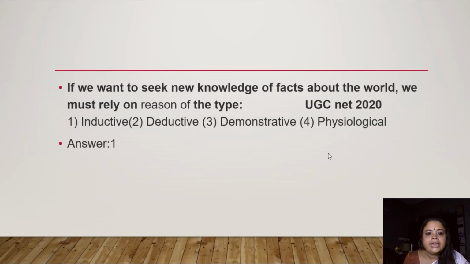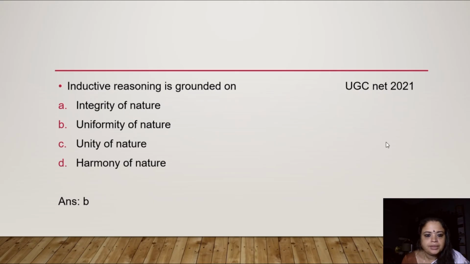Next one, if we want to seek new knowledge of facts about the world, we must rely on reason of the type: inductive, deductive, demonstrative, physiological. Inductive, isn't it? We can formulate new hypotheses or new innovative techniques can be applied to inductive reasoning. So answer is 1. Next one, inductive reasoning is grounded on two laws we have already seen, uniformity of nature and law of causation. This was asked for the NET 2021 examination. The options are integrity of nature, uniformity of nature, unity of nature and harmony of nature. So uniformity of nature, answer is B.